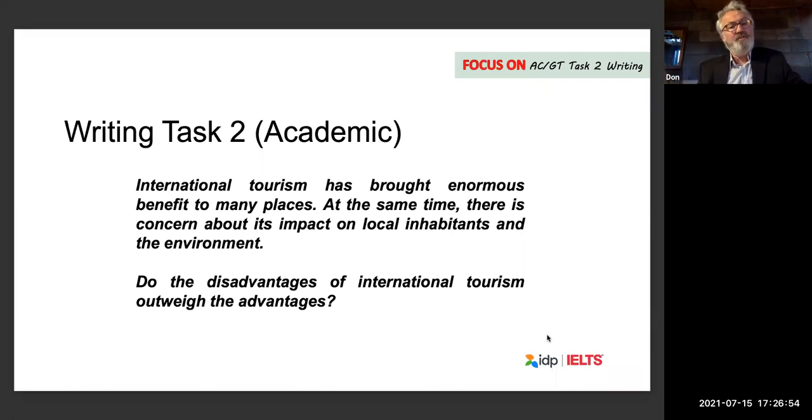People stop doing other jobs and they just do tourist jobs. Maybe bad habits and bad practices are introduced. Maybe there's too much money going to some people and not enough to other people. Maybe the environment is affected. This is what you do at the beginning of your task 2. You think of all the reasons for, all the reasons against. You look at the task. What am I asked to do? And here you are asked, do the advantages outweigh the disadvantages, or vice versa?